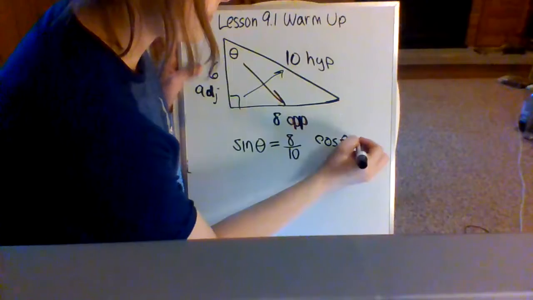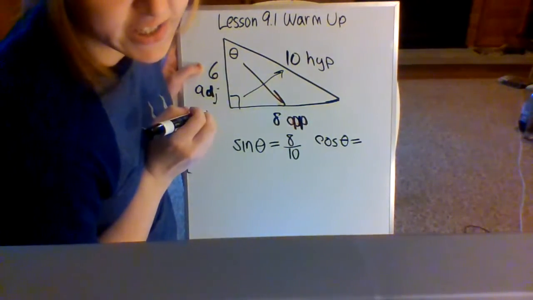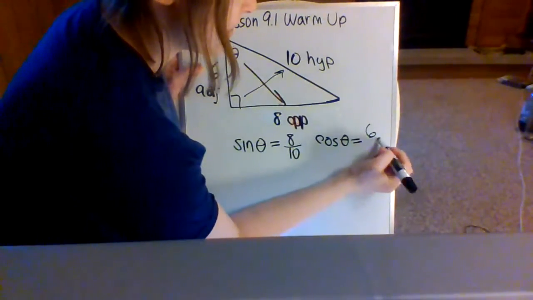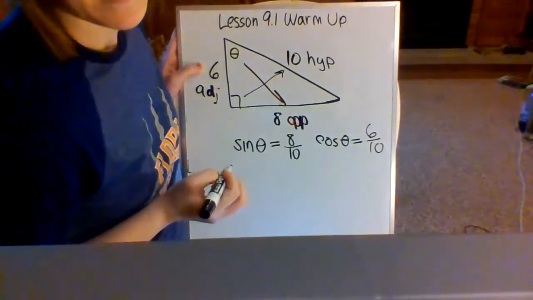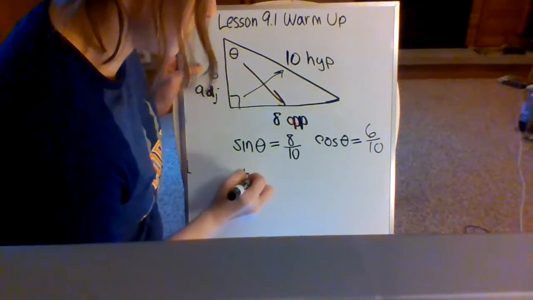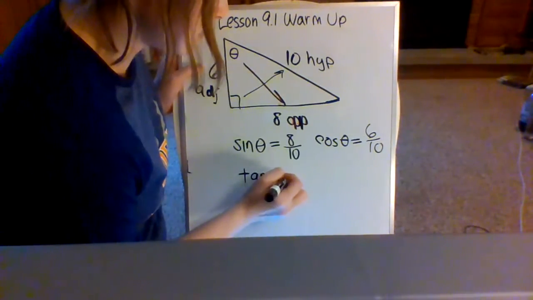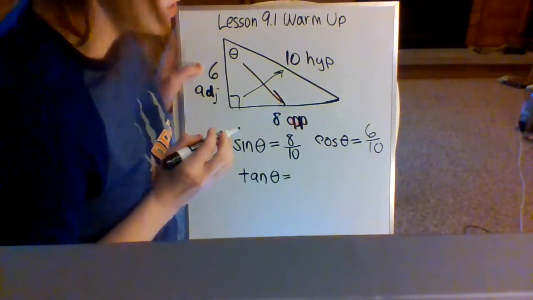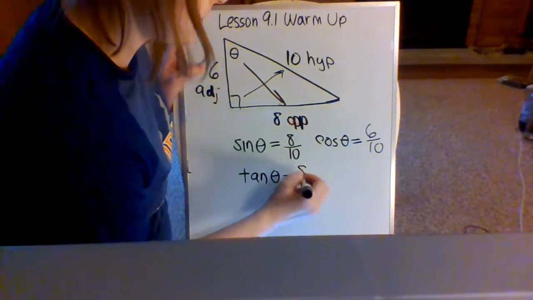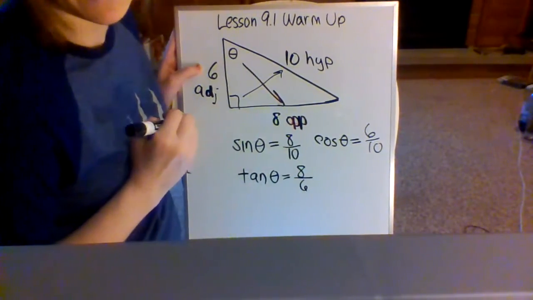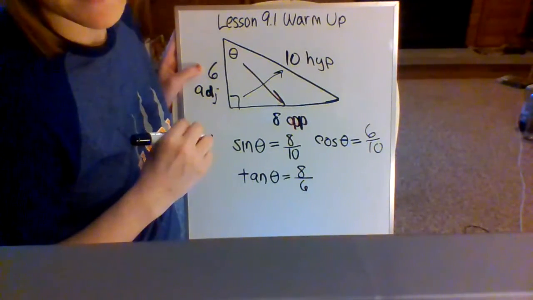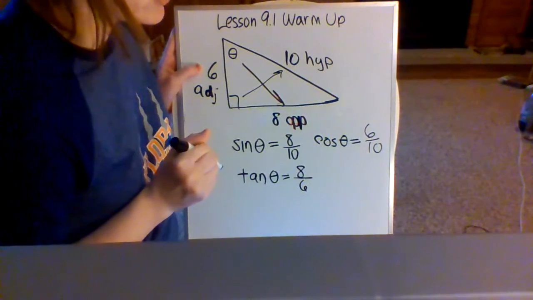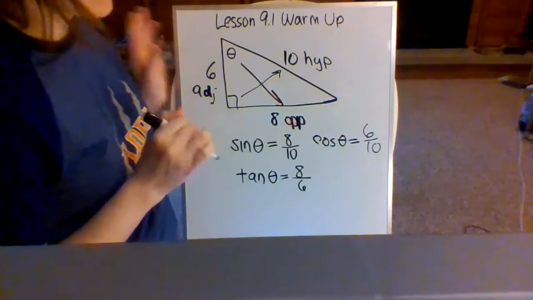Cosine theta. Cosine is adjacent over hypotenuse. So we're going to have 6 over 10. And then for tangent, we're going to have opposite over adjacent. So opposite is 8, adjacent is 6. Okay, so those are the 3 basic trig functions. And to find their reciprocals, you would just flip it. Okay, so I'm going to show you that.